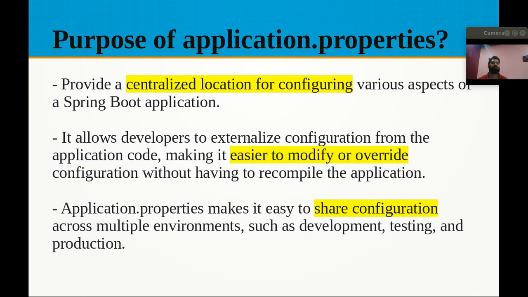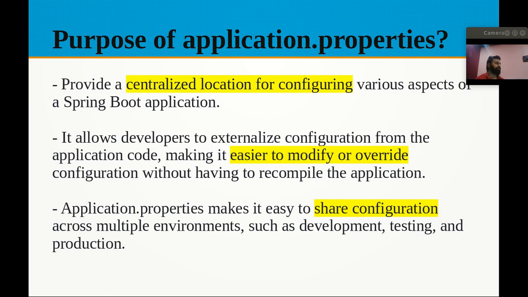So there must be some centralized place or location where you can define these properties, and then further use them in all of the environments. To define these properties in a centralized place, the application.properties file is used. It also gives the developer an easy way to define the properties, and an easy way to modify or override a property.